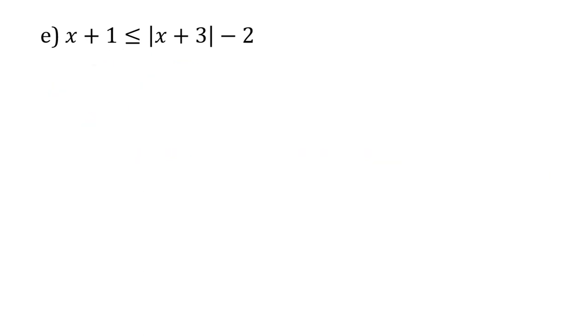So be careful of that little trap as well, that you are only ever multiplying the absolute value part by a negative. Nothing else in any of these equations or inequalities. So x plus 3 less than 0, which is when x is less than negative 3. X plus 3 greater than or equal to 0, which is when x is greater than or equal to negative 3.